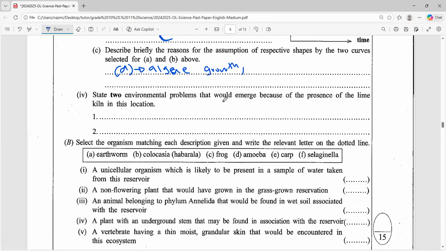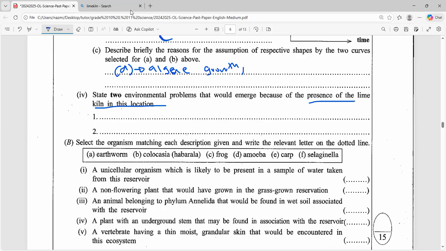Two environmental problems that would emerge because of the presence of lime in this location. What do you think lime is? What is that? Lime means limestone. Okay, calcium carbonate. So two environmental problems that would emerge because of the presence of lime in this location. So due to the presence of limestone, what consequences can happen?